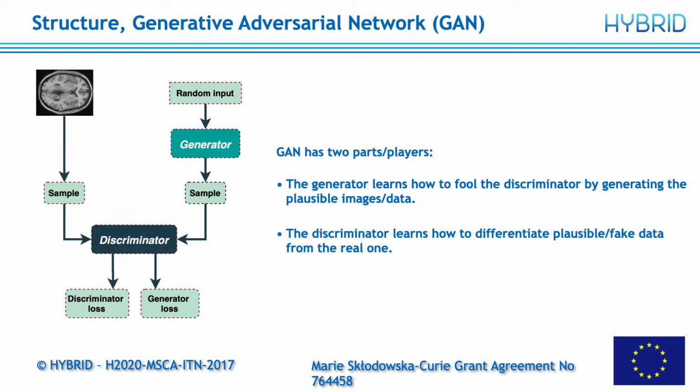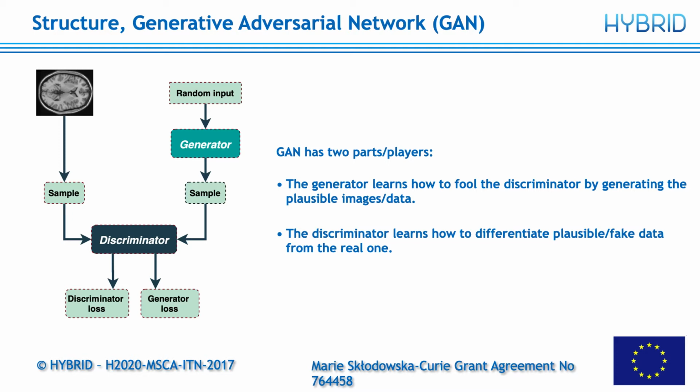Similarly, GAN also has two parts or players. The first one is the generator and the second one is the discriminator. The generator learns how to fool the discriminator by generating plausible images. The discriminator learns how to differentiate between plausible or fake data and the real ones.